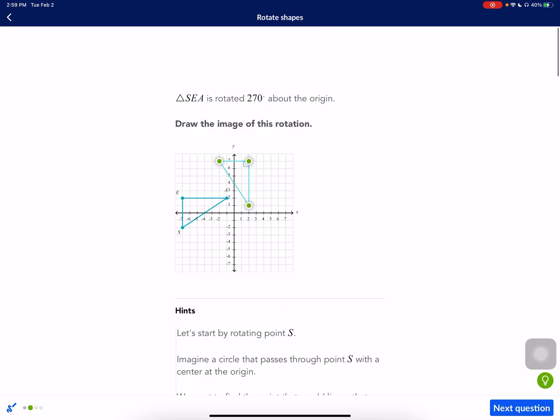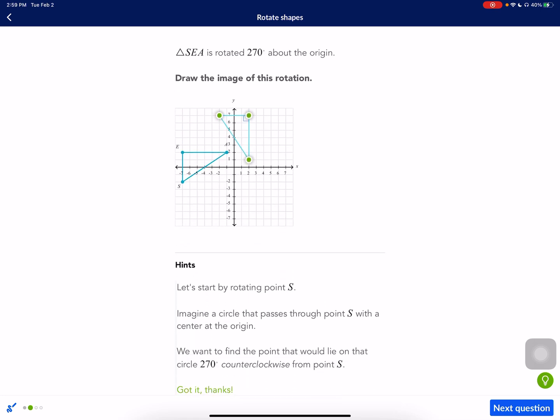Okay, so hopefully this helped you out a bit with rotating shapes online. It is much easier in person with tracing paper. I just really want you to get the general idea of what it means to rotate a shape. Okay, so good luck with the rest of this project.